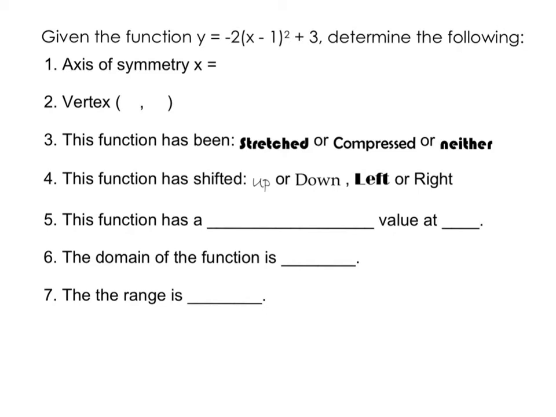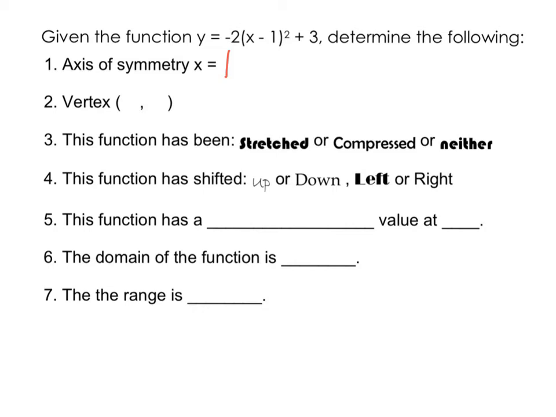Axis of symmetry is just the x-coordinate of the vertex. It's that line that runs through the vertex. So in this case, the x-coordinate of the vertex is the opposite of what's in the parentheses here. It's going to be a +1, so my axis of symmetry is x equals 1.